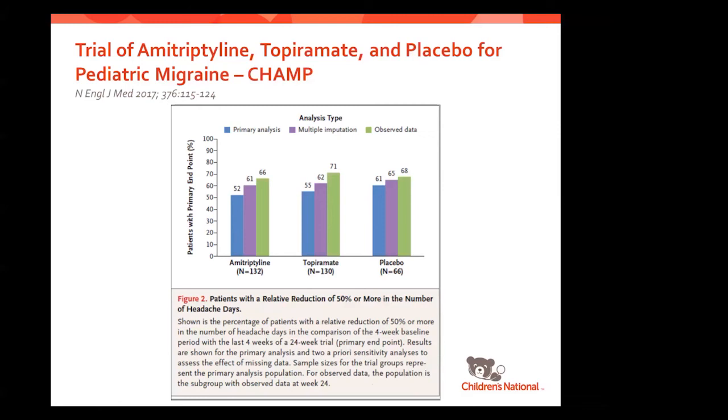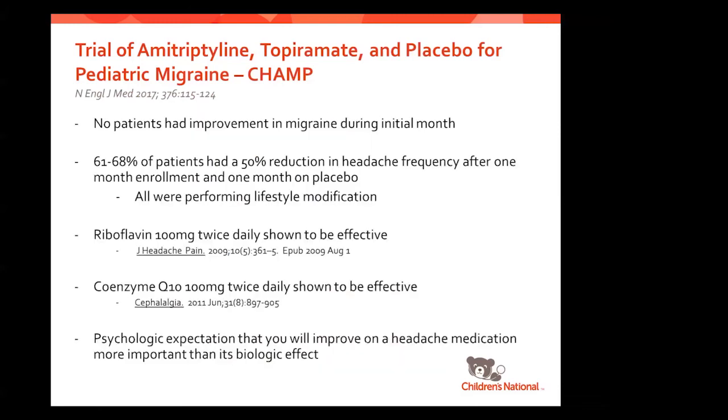At the end of the 24-week trial, there was no difference between the 3 groups. Amitriptyline and Topamax were no more effective than placebo at the end of this trial. So this is a very fascinating study and taught us a lot about headache. But during the initial period where patients were instructed on hydration, exercise, sleep, and diet, no patients had a significant improvement in their headaches. So lifestyle modification in and of itself did not improve their headaches.